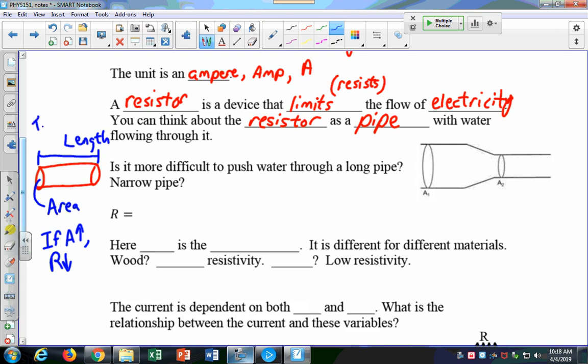So if our length goes up, that means our resistance goes up. And notice I have two relationships, one direct, one inverse, just like we had with our capacitor. And so I'm going to leave some space here. R is equal to rho L over A. And then, as usual, we'll have a constant, and here, rho, R-H-O, it's a Greek letter, is the resistivity.